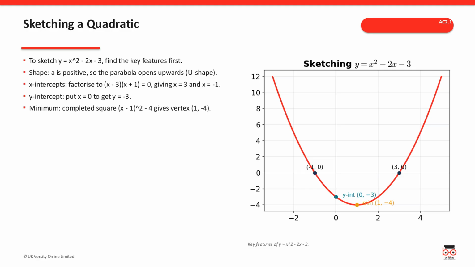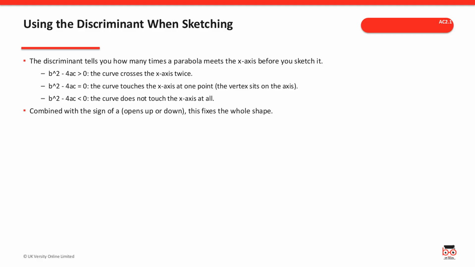Completing the square to x minus 1, all squared, minus 4, puts the lowest point, the vertex, at 1, minus 4. The discriminant is a shortcut for knowing how a parabola sits before you draw it.